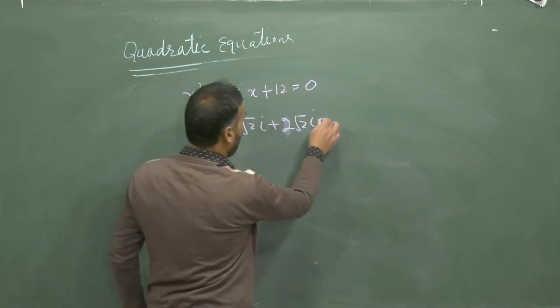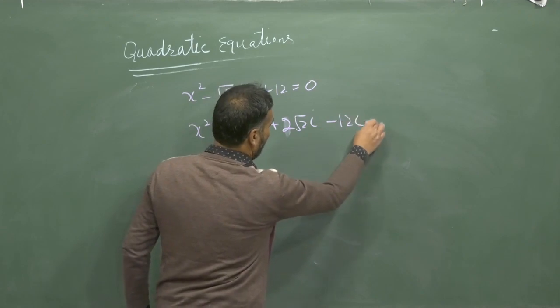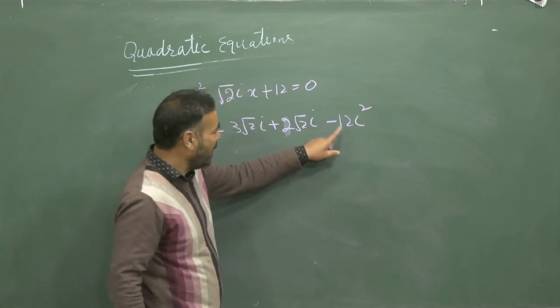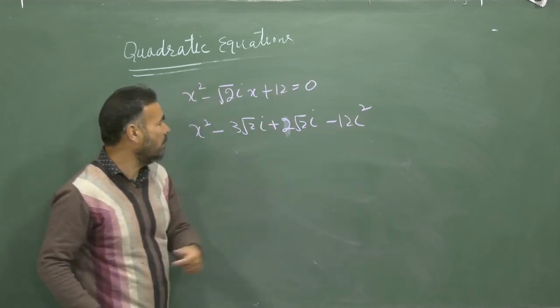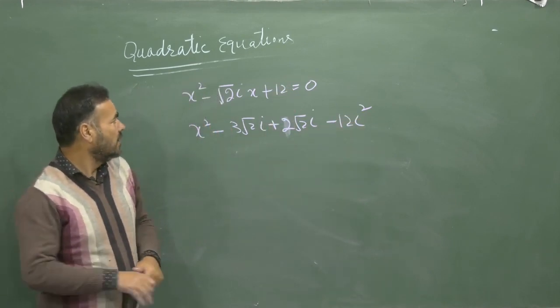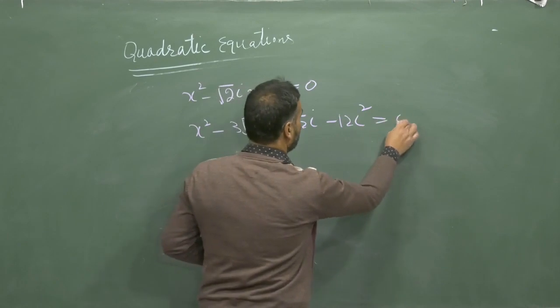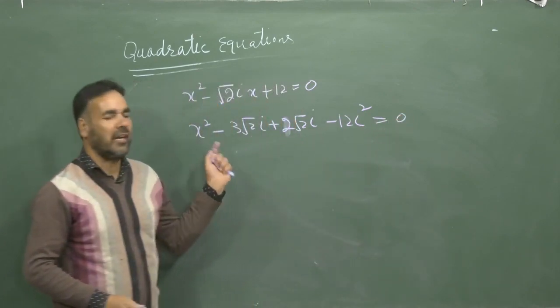Minus plus 12 means it will be minus 12 iota square. Because iota square is minus 1, minus minus will be plus 12, that is equal to 0. So these are the four terms, 1, 2, 3 and 4.